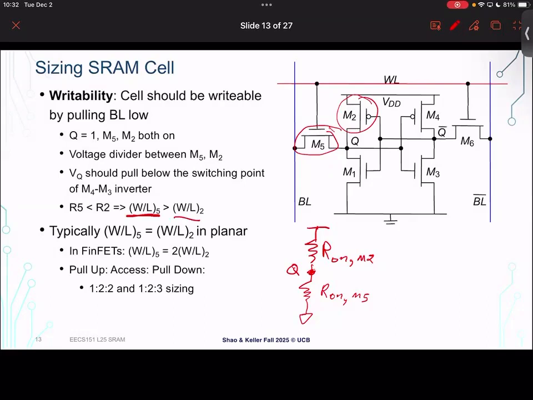So for writability, we need to make sure that we can successfully write the bit line voltage into Q. We can overpower the PMOS transistor in the feedback. And so again, we have this ratio constraint.